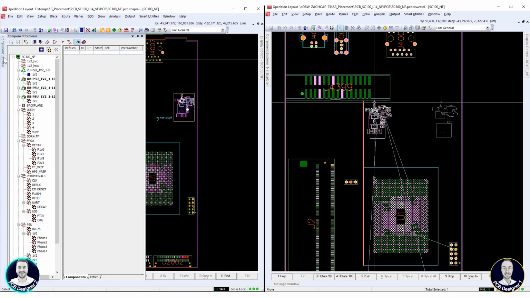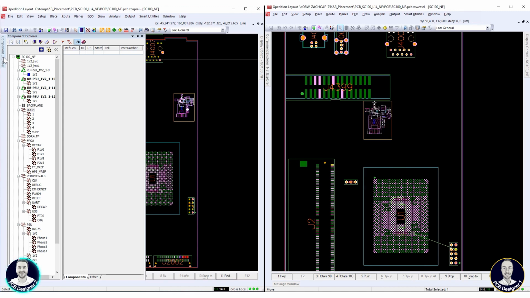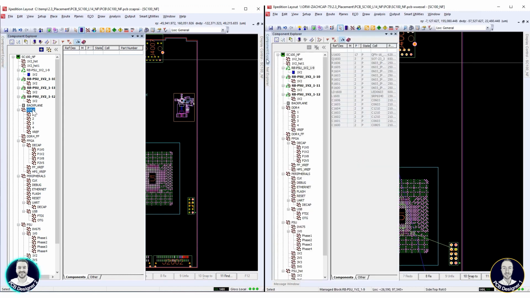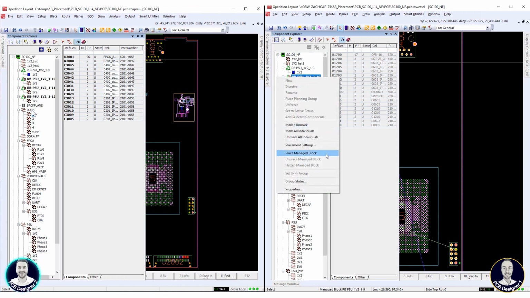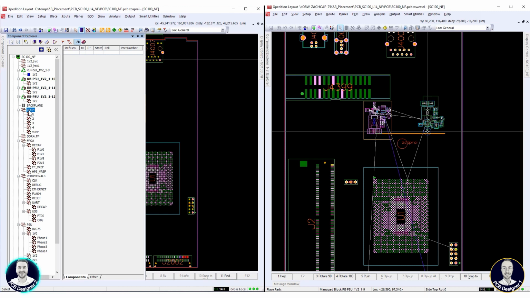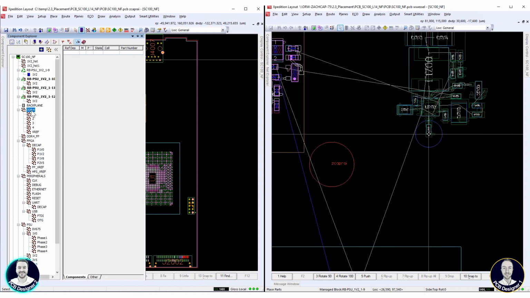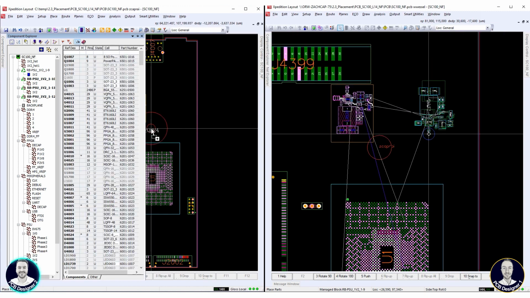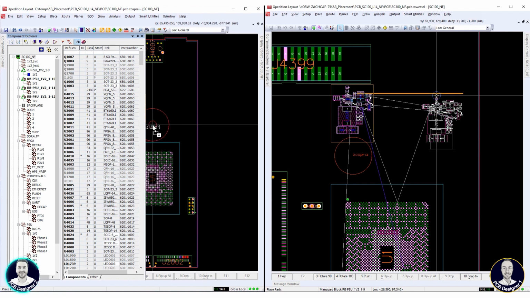First, I will place one of the DDR4 groups. In the Component Explorer, I can see clearly which parts need to be placed together to complete this group, thanks to the cluster assignments that Nicole completed earlier. I will drag the DDR4 planning group onto the board and place the first DDR component group.